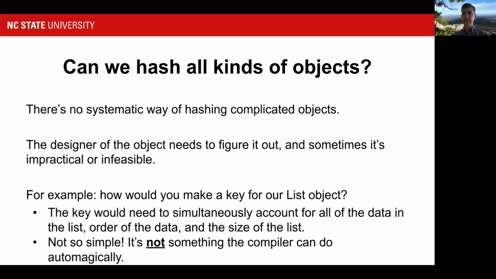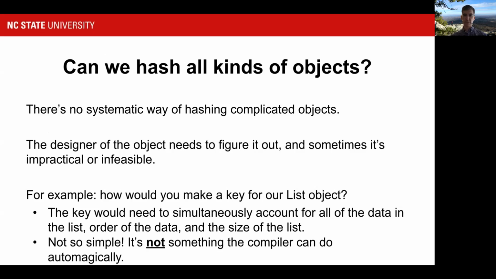Now, can we hash all kinds of objects? Well, there's really no systematic way of doing this. We can't ask the compiler to do it for us because it just doesn't know enough about what an object means. The designer of the object has to figure it out. And truthfully, sometimes it is impractical. What if your object represents a whole database? Then it would be impractical to produce a hash index based on the contents of an entire database.